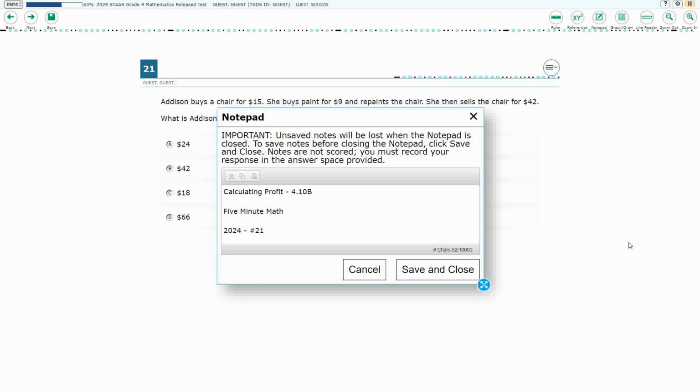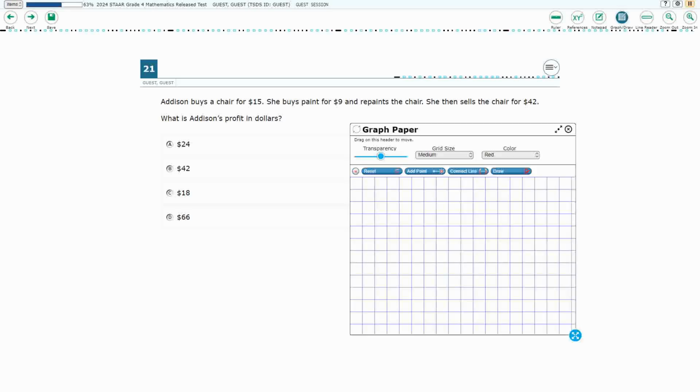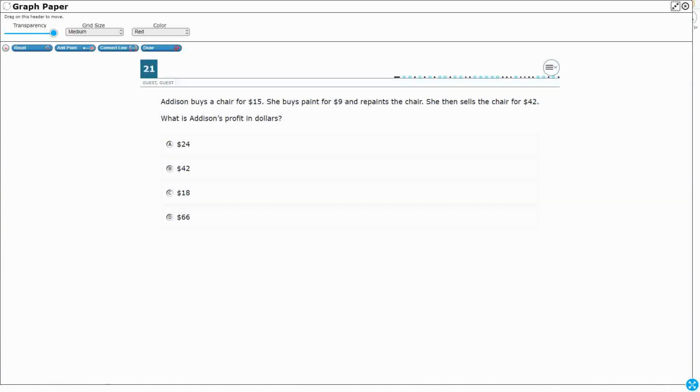Today we are looking at the fourth grade concept of calculating profit. This is standard 4.10b in the great state of Texas, and we are using item number 21 of the 2024 released STAAR test. If you haven't done so already, please go ahead and take a moment to pause the video, work this problem out on your own, unpause it, and we will look at our answers together.